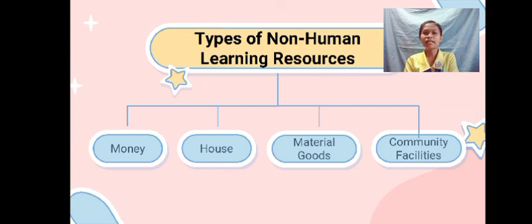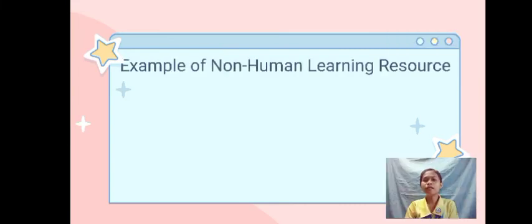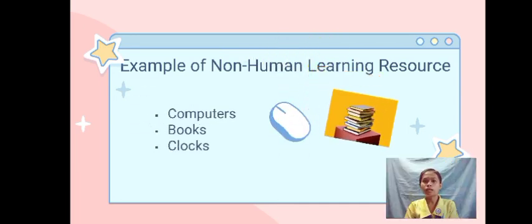Some resources can be considered as being both human and non-human resources. For example, time and energy. If these resources are utilized by the homemaker herself, they are considered as human resources. For doing household activity, the housewife can utilize her own energy and time. The examples of non-human resources are computers, books, clocks, and schools.